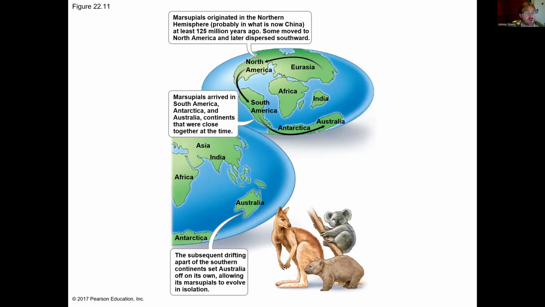So let's look here. Marsupials most likely originated in the northern hemisphere, some 125 million years ago, most likely somewhere around China, although at the time it could have also been North America. There was a lot of gene flow between these two. From there, marsupials arrived in South America, Antarctica, and Australia following these land bridges. At this point, most of this region of Antarctica was temperate rainforest. Over time, Australia drifted away from Antarctica and started running into Indonesia, which isolated this population of marsupials from the rest of the world.